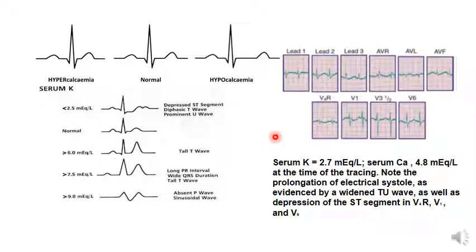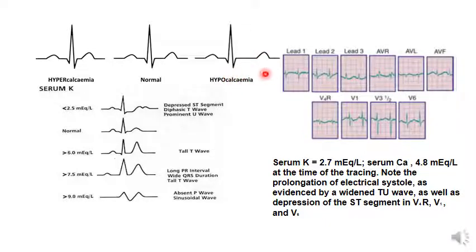Here you see some tracing of ECG in children with hyperkalemia and hypocalcemia. You may see almost the same. So there is elevation here, the amplitude of the T wave. Sorry, this is hypercalcemia. Hypercalcemia. And this is hypocalcemia. So the amplitude of the T wave will be changed.